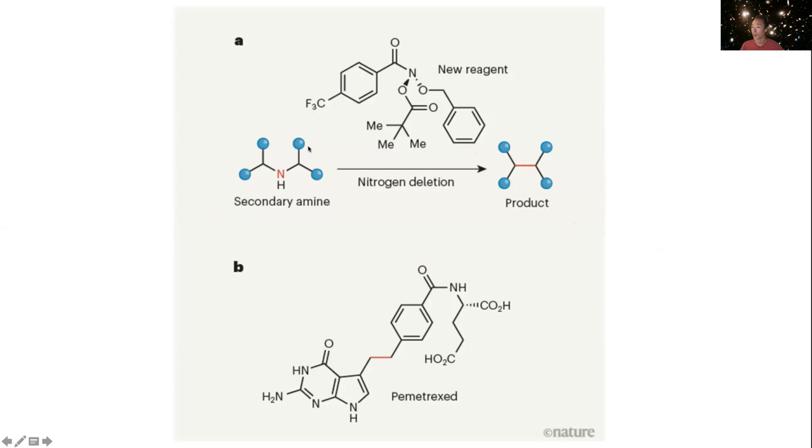Here's a secondary amine reacted with the anomeric amide, and it just seems to cut that nitrogen out. This is one example that they highlight in the paper, pemetrexed, which is a chemotherapeutic agent that they were able to synthesize pretty easily. We'll get back to this one. It's a good example to go back to later, because you see multiple nitrogen atoms in the functional groups that the reagent doesn't mess with. It just cuts out the nitrogen in the middle there.